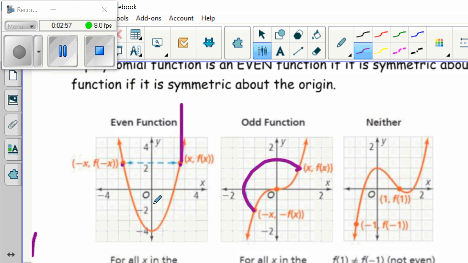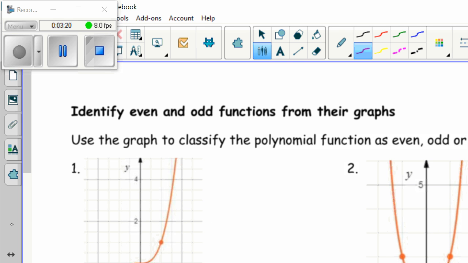Neither. So for this function here, if I pick a point and reflect across the y-axis, no, I'm not on the graph. If I rotate 180 degrees, no. So it is not even or odd. All right, so we're now going to identify even and odd functions from their graphs. Use the graph to classify the polynomial function as even, odd, or neither.